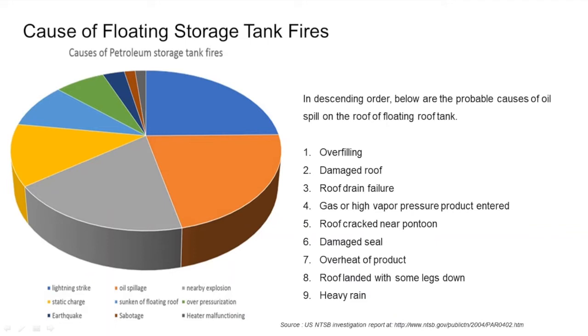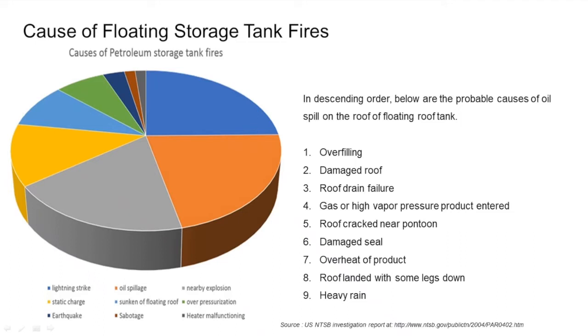This US-based report has indicated some factors that caused fire incidents in storage tanks, and the main contributors are lightning and oil spillage, as you can see, followed by other incidents such as nearby explosions, static charges, sinking of the floating roof, overpressurization, earthquake, which is unavoidable in certain countries, sabotage, which is human error, where humans start to do something abnormal towards the floating roof tank, and heater malfunction.